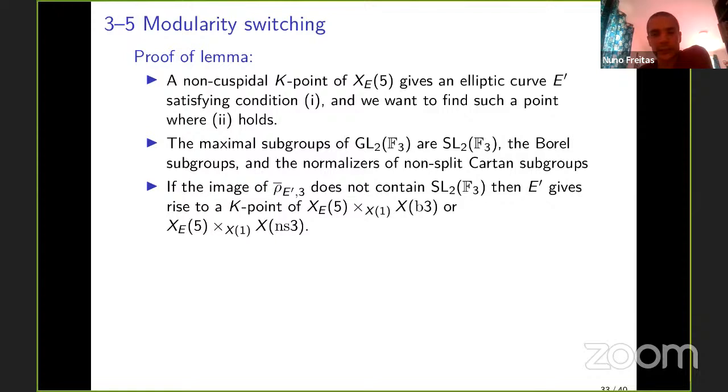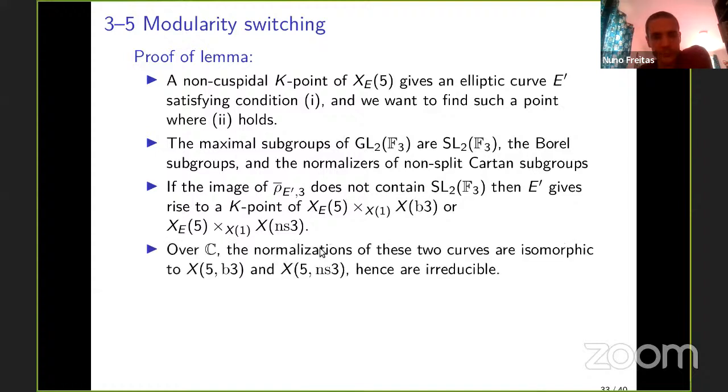If the image is not large enough, then our point will correspond to an elliptic curve E dash that gives rise to a point on the following fiber products. Maybe the image mod 3 is reducible, so that would be the fiber product with X_B(3), or maybe the image is in the normalizer of the Cartan, in which case it is this second fiber product. Over C, the normalizations of these two fiber products are isomorphic to the modular curves that we have seen before, X(5)-B(3) and X(5)-NS(3), and so these are irreducible.